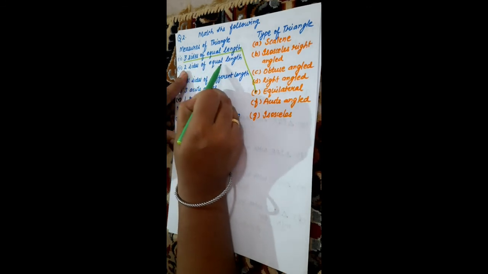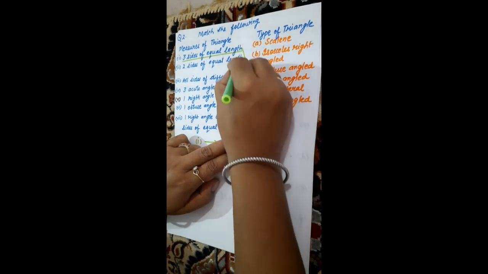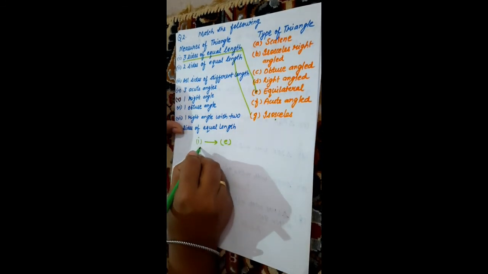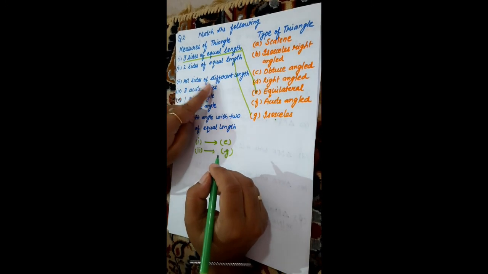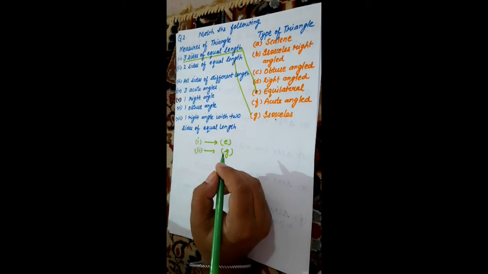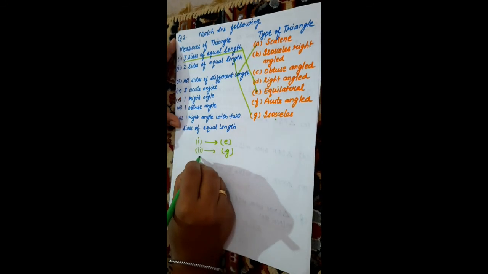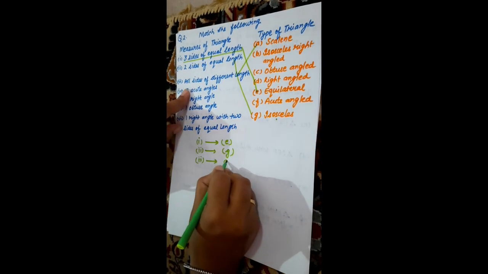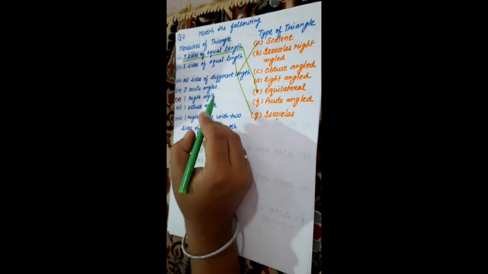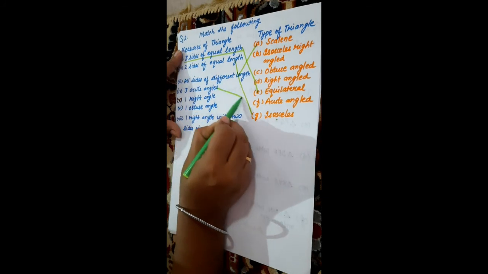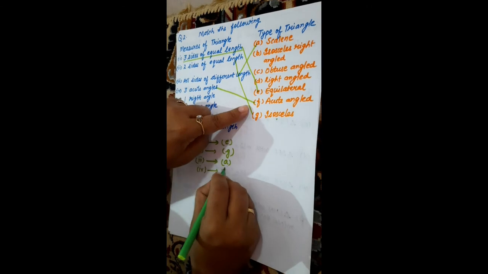Two sides of equal length. If two sides are equal, then this is your isosceles triangle. So here second is G part. Then all sides of different length. All the sides are different. So this is your scalene triangle. So here third is your A part. Then 3 acute angles. If 3 acute angles are there, so this is your acute angled triangle. So fourth you have F part.